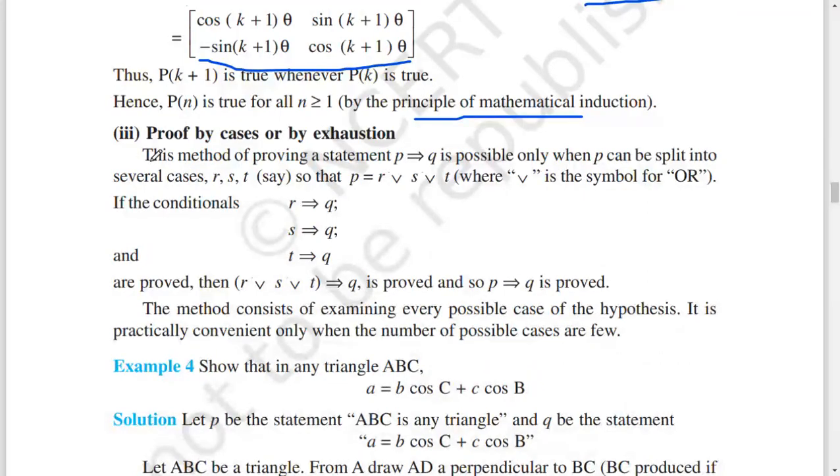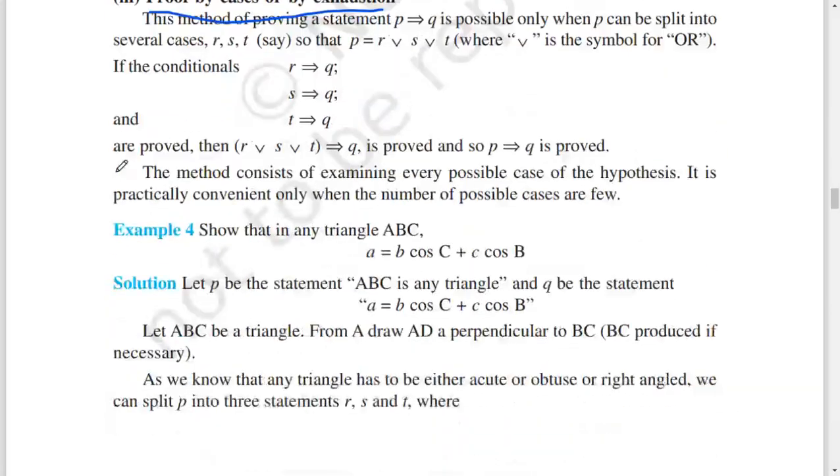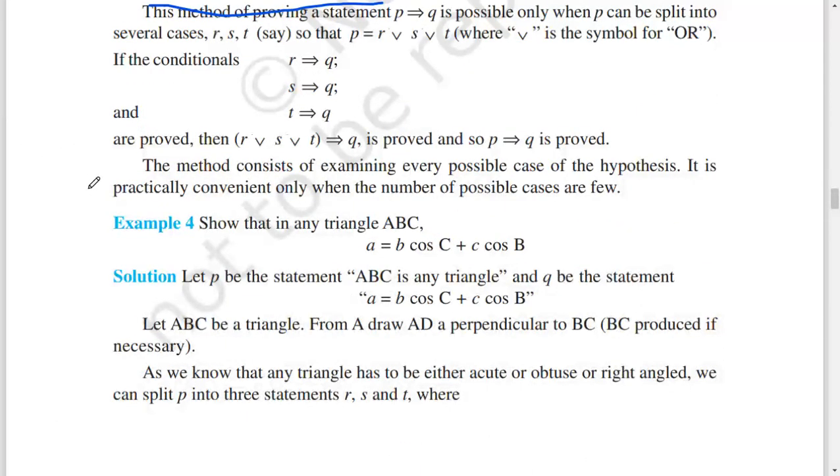3. Proof by cases or by exhaustion. The method of proving a statement P implies Q is possible only when P can be split into several cases R, S, T, say, so that P = R or S or T, where the sign ∨ is the symbol for OR. If the conditionals R implies Q, S implies Q, and T implies Q are proved, then R or S or T implies Q is proved, and so P implies Q is proved. The method consists of examining every possible case of hypothesis. It is practically convenient only when the number of possible cases is few.